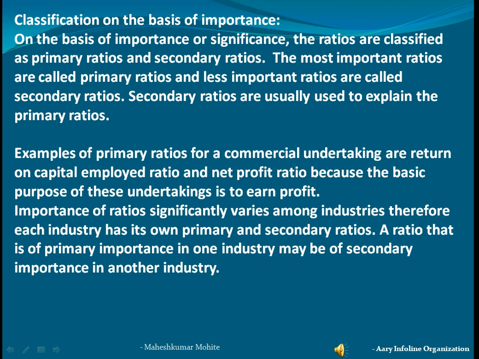Examples of primary ratios for a commercial undertaking are return on capital employed ratio and net profit ratio, because the basic purpose of these undertakings is to earn profit. Importance of ratios significantly varies among industries. A ratio that is of primary importance in one industry may be of secondary importance in another industry.